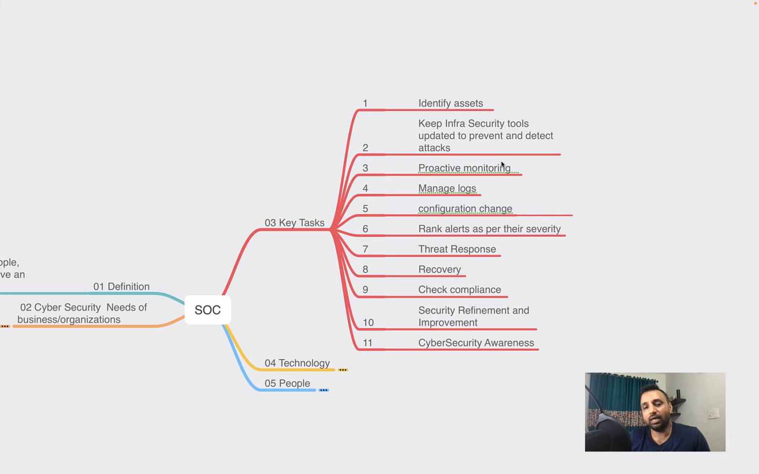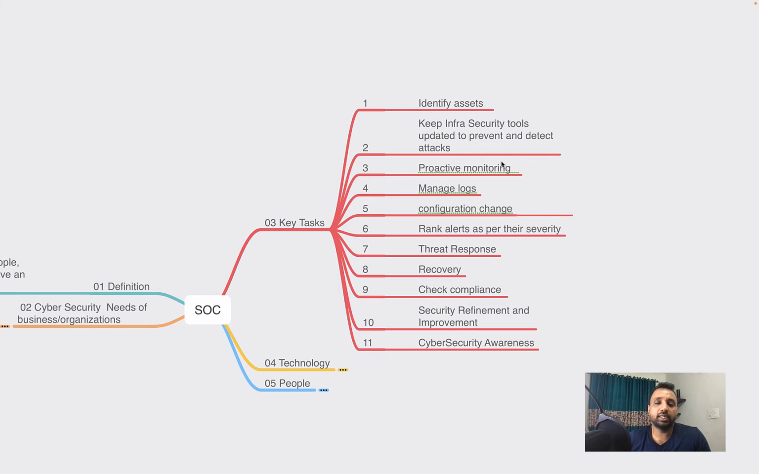The next thing is they track configuration changes and approve them. For example, if there's a new software that needs to be deployed, or a new patch or update to a software, the SOC team ensures that this new change doesn't change the security posture of the organization, and they allow or deny that configuration change based on the impact it's making to the organization.